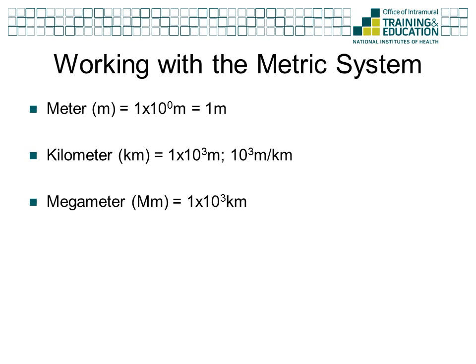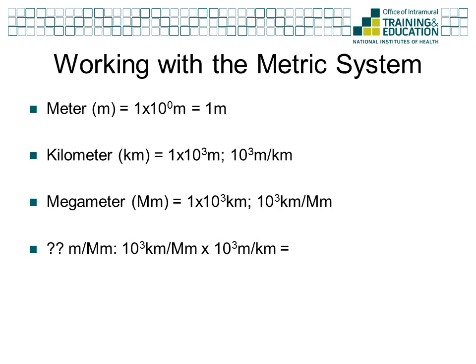We also know that a megameter is 1 times 10 to the 3rd kilometers, and thus there are 10 to the 3rd kilometers per megameter. To determine how many meters are in a megameter, you multiply 10 to the 3rd kilometers per megameter times 10 to the 3rd meters per kilometer. The kilometers will cancel out, and the exponents are added, and you get 1 times 10 to the 6 meters per megameter.